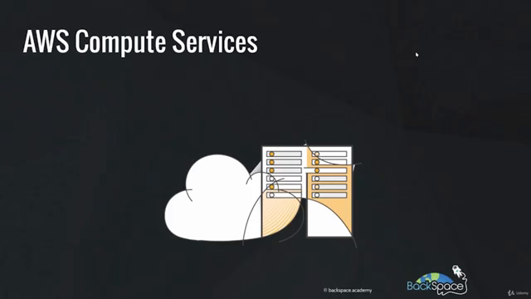Welcome back to Backspace Academy. In this lecture, we'll have a look at the compute and networking services of AWS. We'll then have a look at some examples, and finally, we'll finish up with a hands-on lab where we're going to deploy a WordPress web server using the Amazon EC2 service.